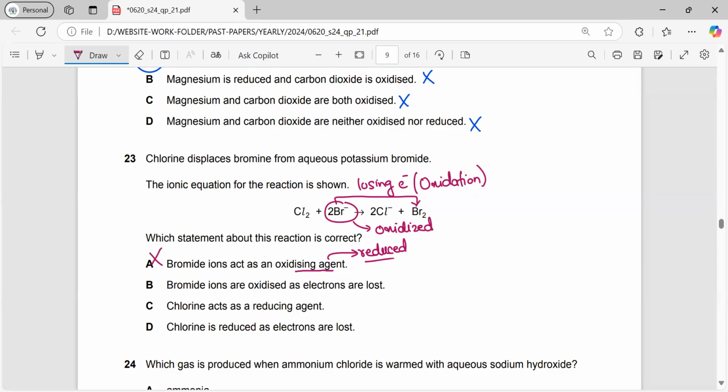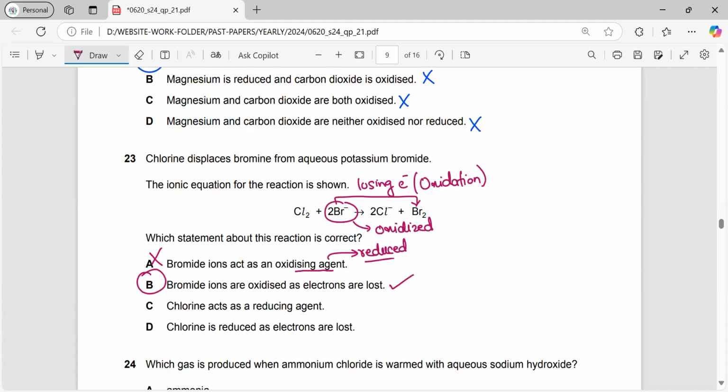Let's see option B. Bromide ions are oxidized as electrons are lost. So it's true, because bromide ions are negative. Negative ions always lose their electrons to become neutral. And the loss of electrons is called oxidation. The bromide ions are oxidized as electrons are lost.